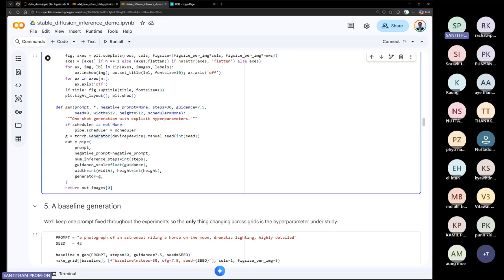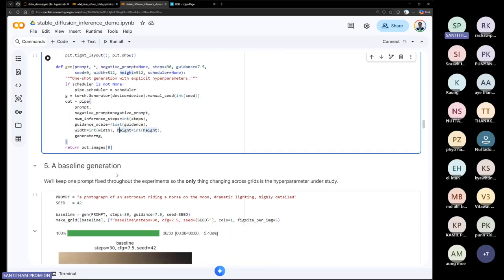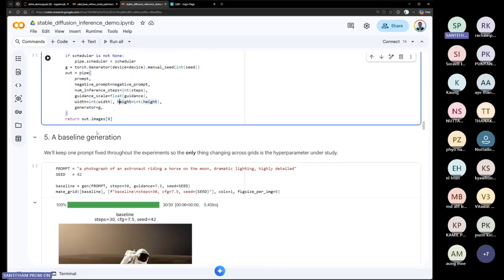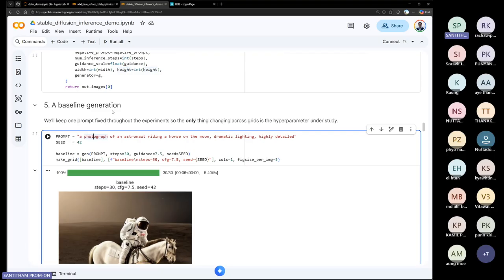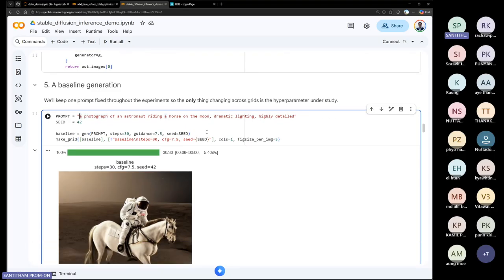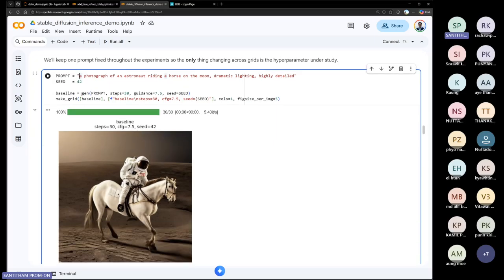called generator, and then get the seed and give it with the negative prompt, the prompt, and the number of inference steps, whether you need guidance or not, and the width and the height there in the generator. And this is the baseline generation. Photograph of an astronaut riding a horse on the moon, dramatic lighting, highly detailed. Seed 42, guidance 7.5, number of steps 30.